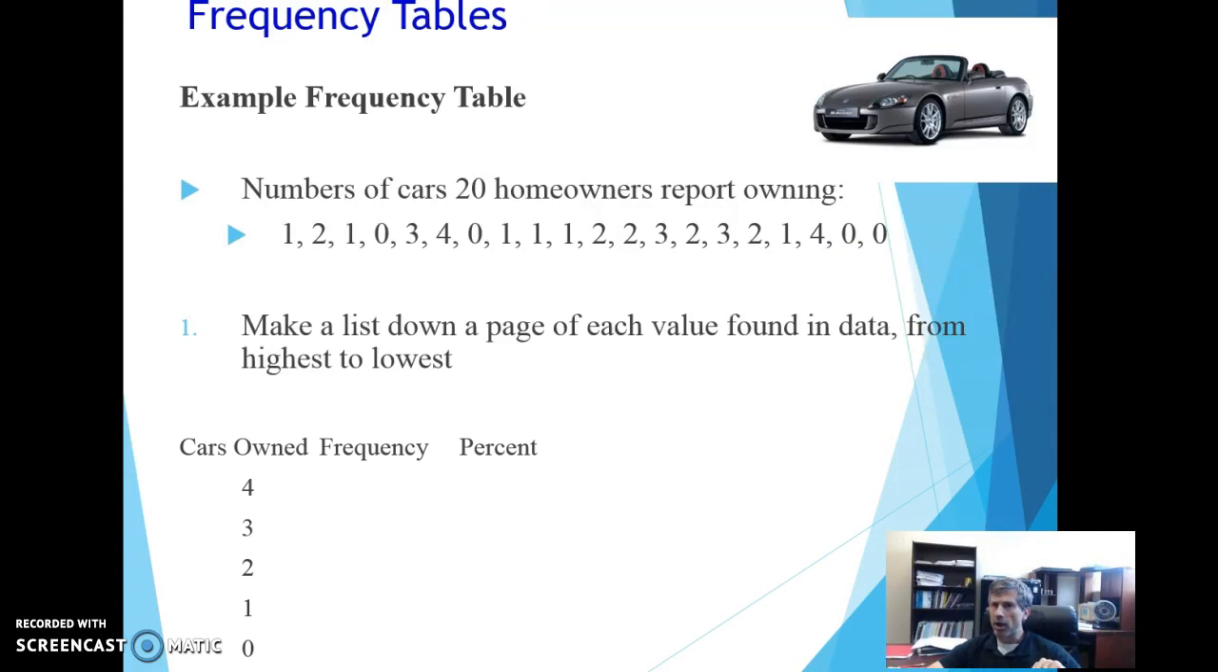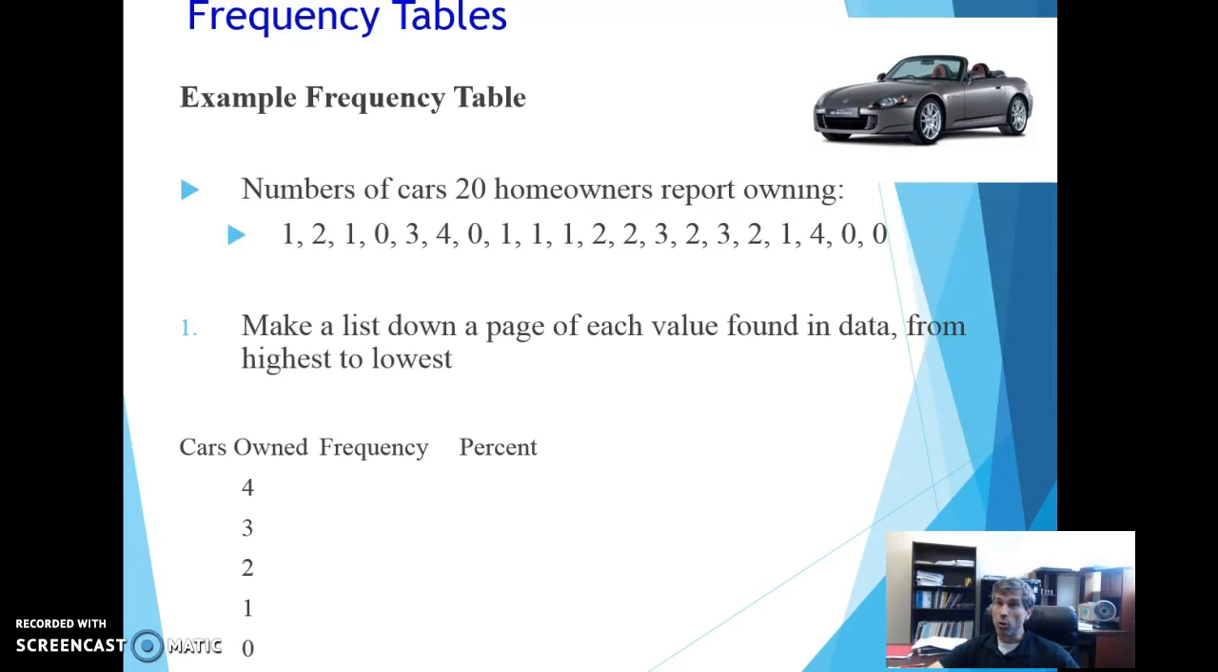By the way, a little callback to our scales material. Think about what sort of scale this measurement is, the number of cars that people own. Is it nominal, ordinal, interval, or ratio? Pause. It's a ratio scale. It is impossible to own fewer than 0 cars, and that reflects a total absence of car ownership. Owning 4 cars is twice as much as 2 cars.